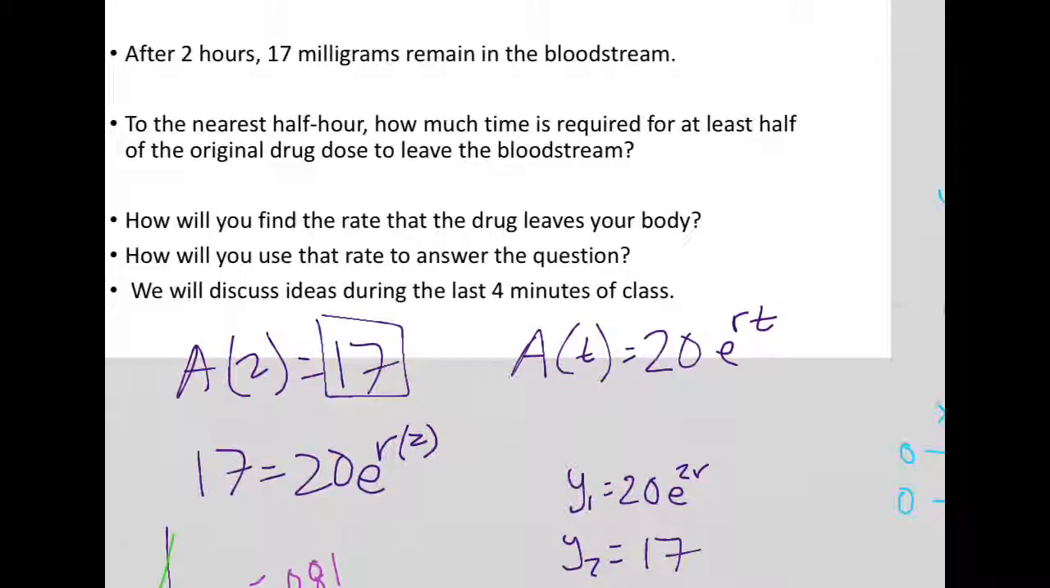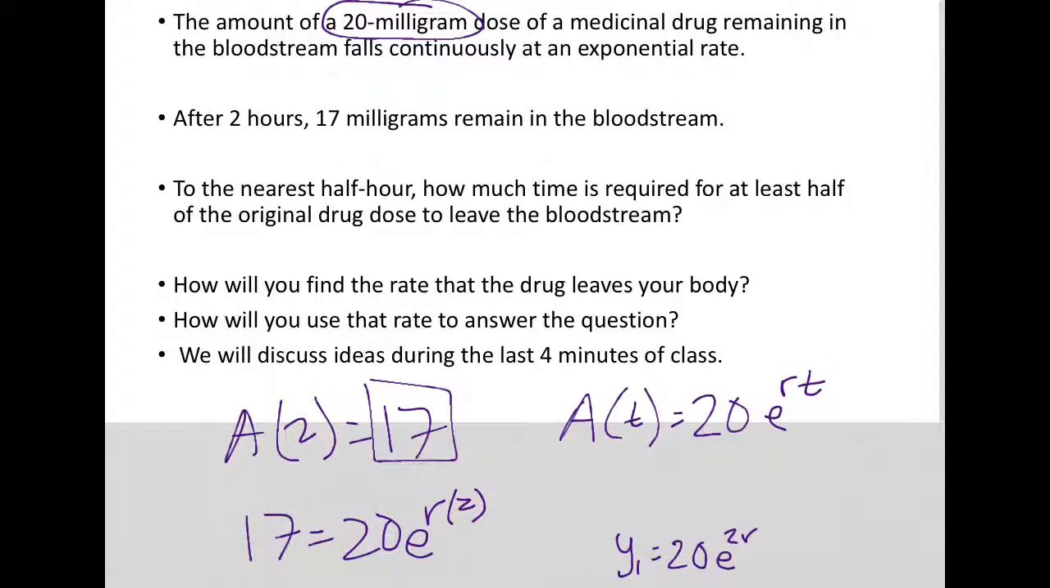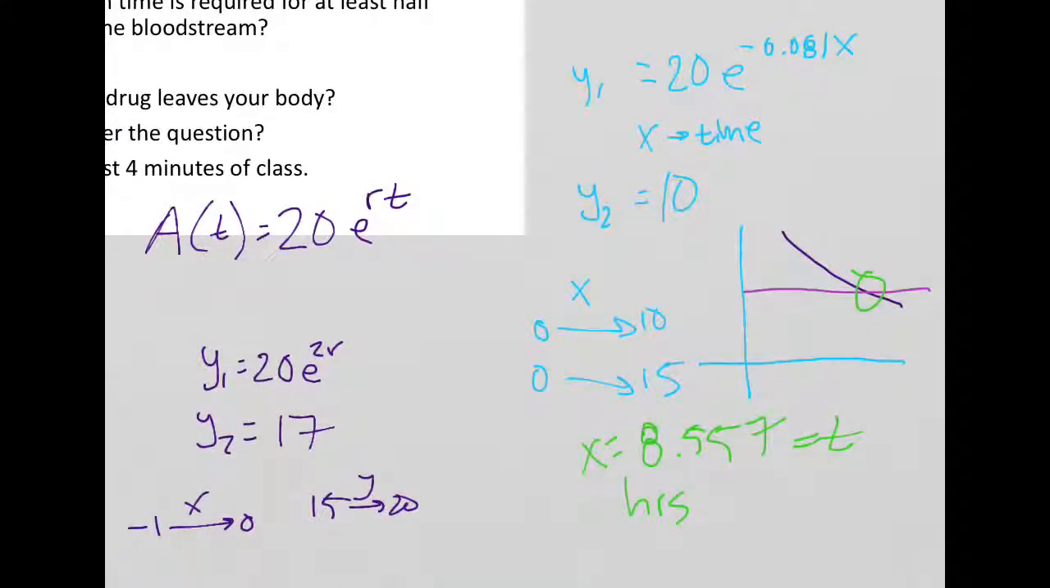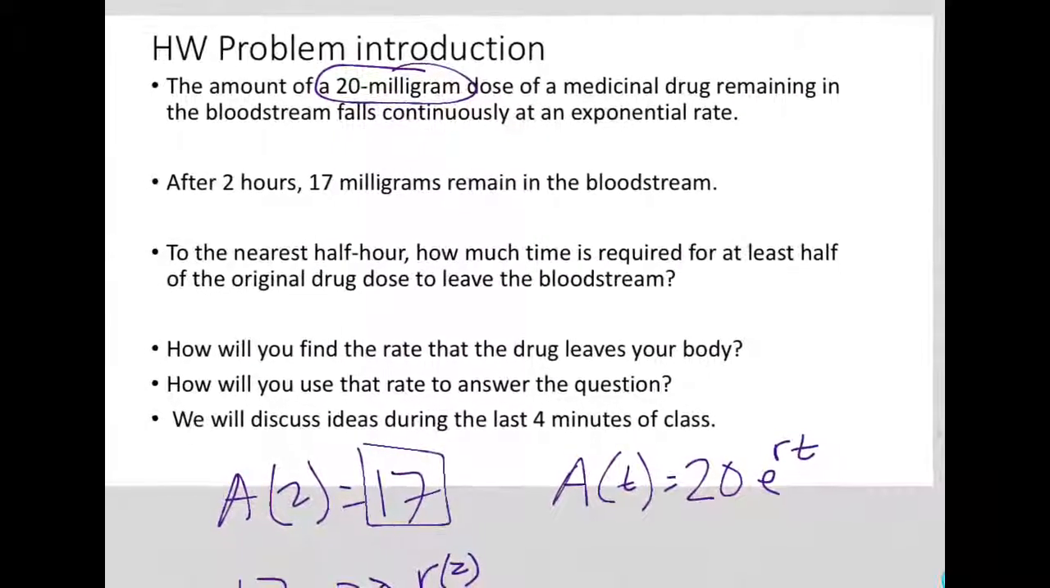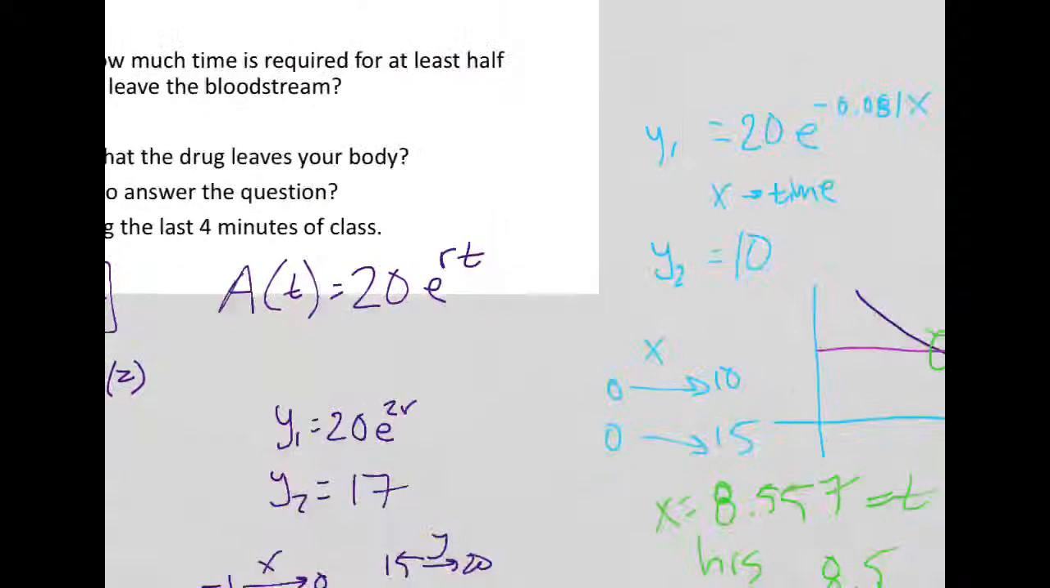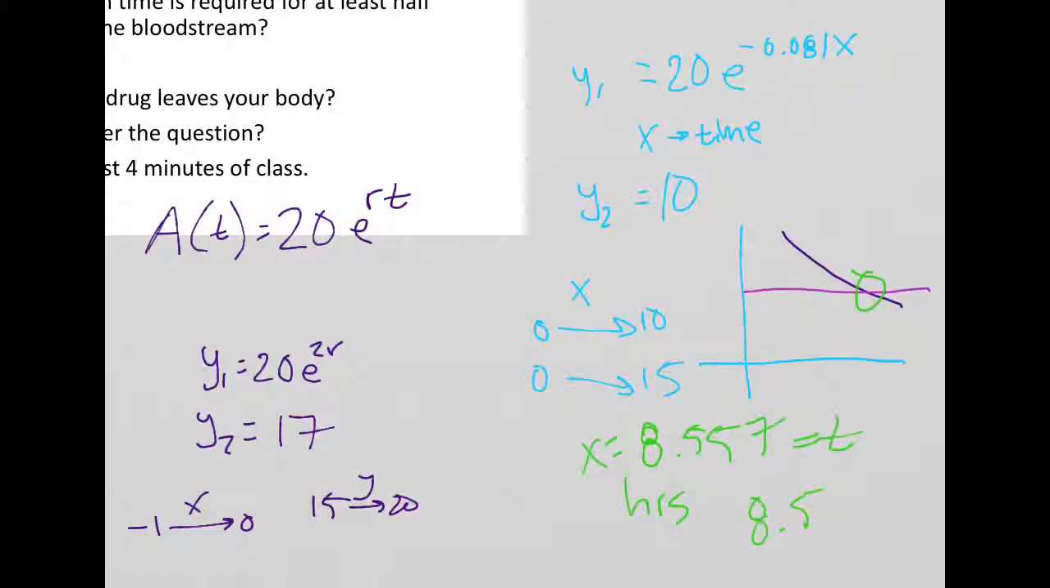And so it's important to read the question here, because the question says, to the nearest half hour, how much time is required for at least half of the original drug dose to leave the bloodstream? And looking at this and reading that it said nearest half hour, you're probably tempted to say the nearest half hour is 8.5 hours. But that would be incorrect, because the question says we need at least half of the dose to be out of the bloodstream by the time we give our answer.